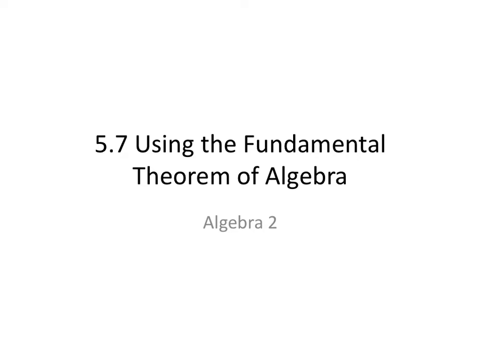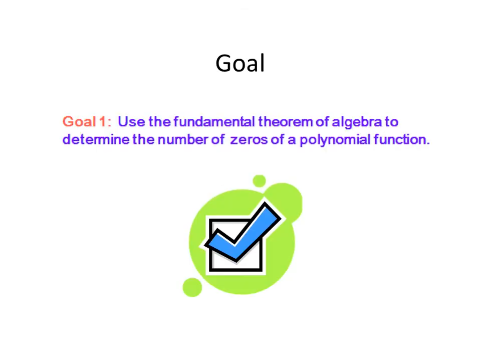Today's lesson is on 5-7, using the fundamental theorem of algebra. We've talked about this several times in class, so really you should feel like you know how to do most of this. That'll be kind of nice. So this is 5-7, day 1. Our goal is to use the fundamental theorem to determine the number of zeros in a polynomial function.